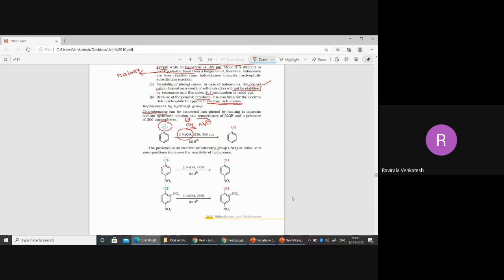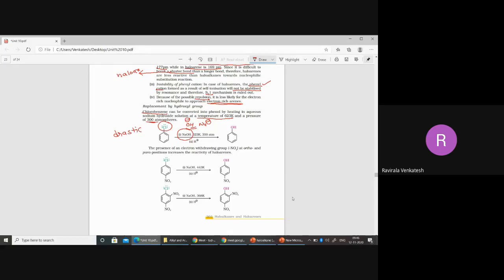How much is it? 623 Kelvin temperature. Pressure is what actually? 300 atm. Normal pressure is generally 1 atmosphere. So we face difficulty with even 1 or 2 atmospheres of pressure, but how much pressure do you have here? 300. That means these are drastic conditions, very difficult to maintain.